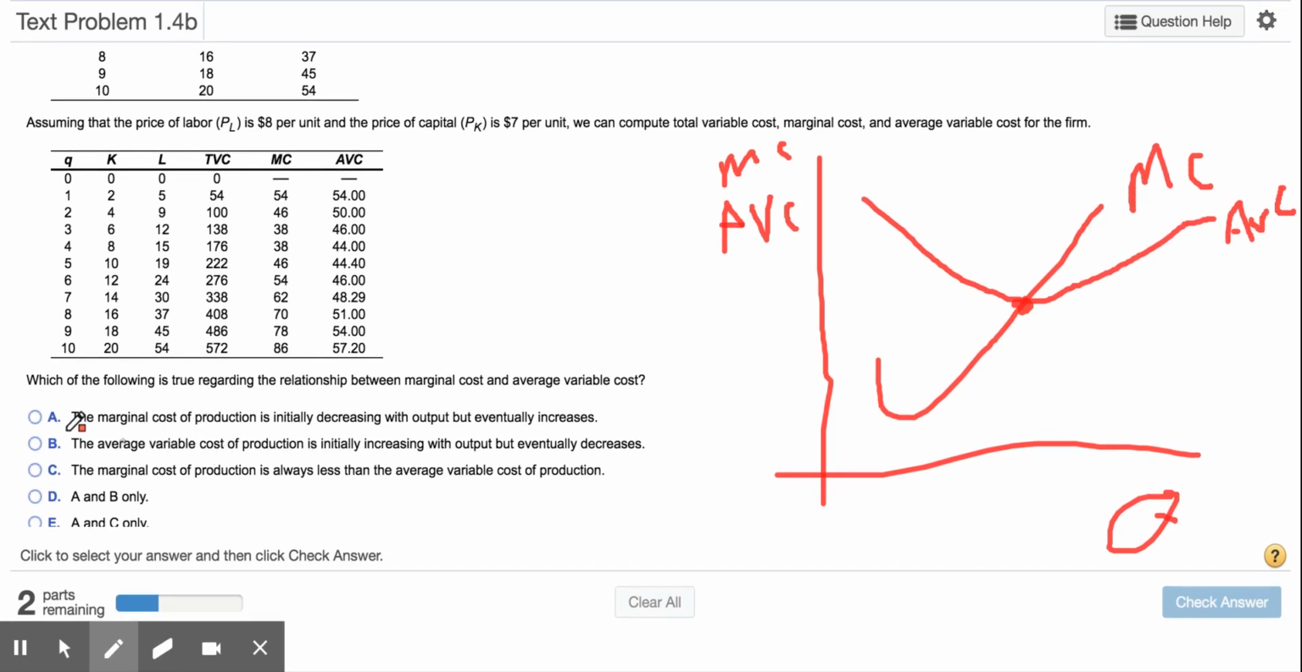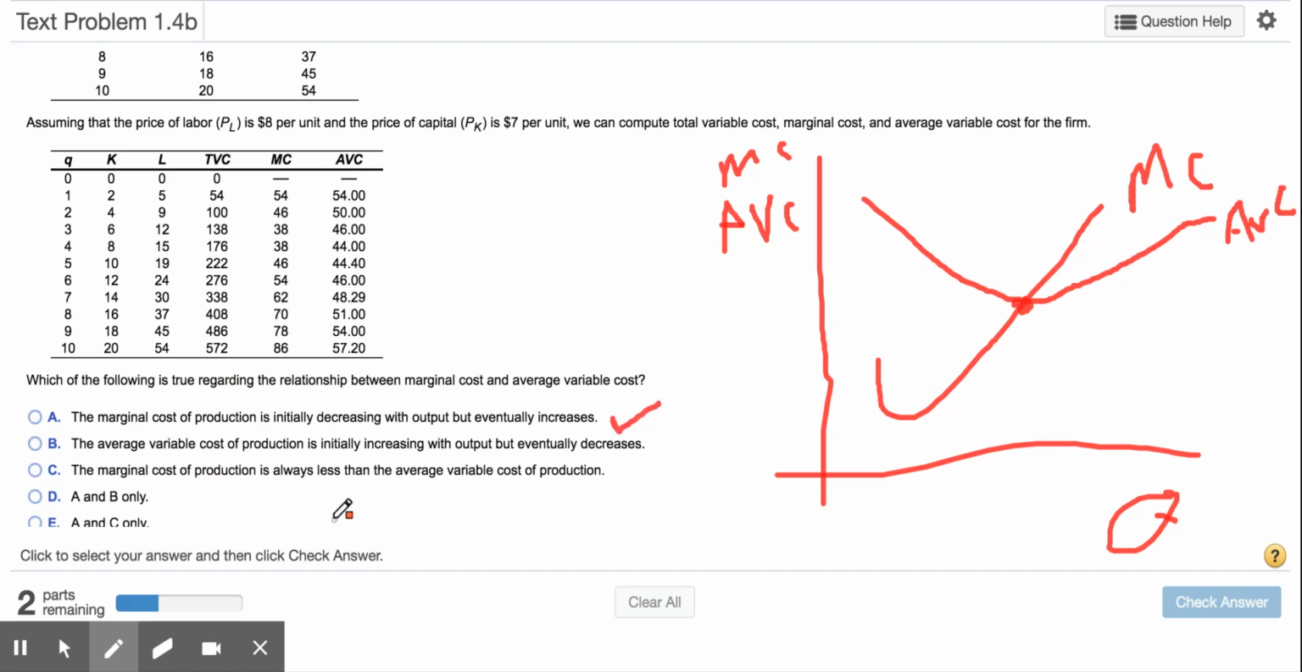If you look at the options available here, option A says the marginal cost of production is initially decreasing. Look at it over here. Is it initially decreasing? Yes, you see in here, with output, but eventually increases. This is not bad. This is the situation we have in here. You look at the numbers, yeah, so this is good.